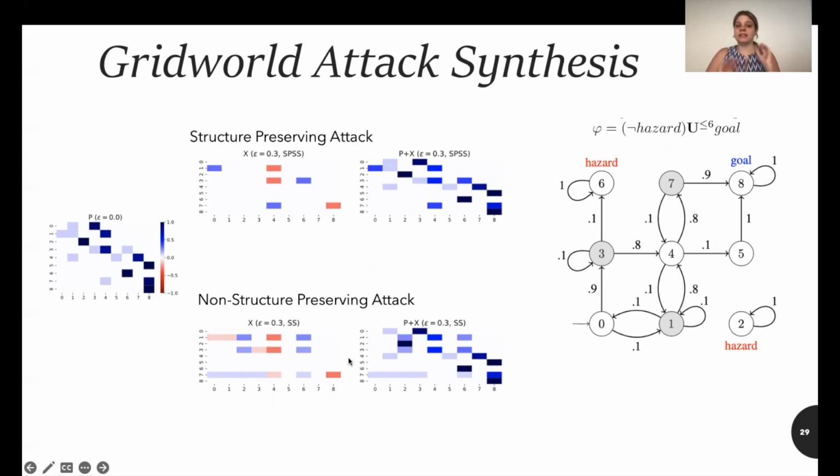But we can see here that in the non-structure preserving attack, the adversary is able to, for example, in state 1, take this completely unconnected hazard state that exists here that wouldn't even be considered in the original computations. And it's able to create an edge between state 1 and state 2. And it adds probability that it's able to move from state 1 to state 2. And that is a direct way of reducing the utility of the system.